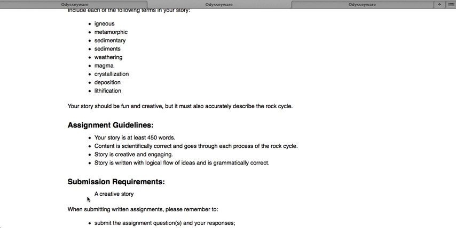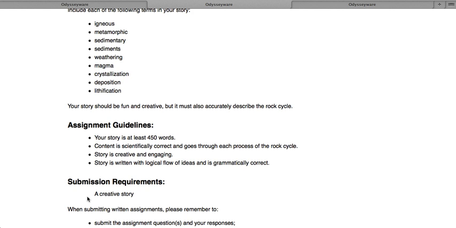Now, the guidelines: 450 words, plus or minus. If it's more than 450, I'm okay with that. If it's less than 450, I'm not going to say that I'm not going to accept it, but I am going to be more critical to look at what content you have in that story. So, if it's 400 words and it gets the point across, that's great. If it's 700 words and it gets the point across, that's great as well. But if it's like 100 words, then we're going to have to have a conversation as to what you included to make it a good story.